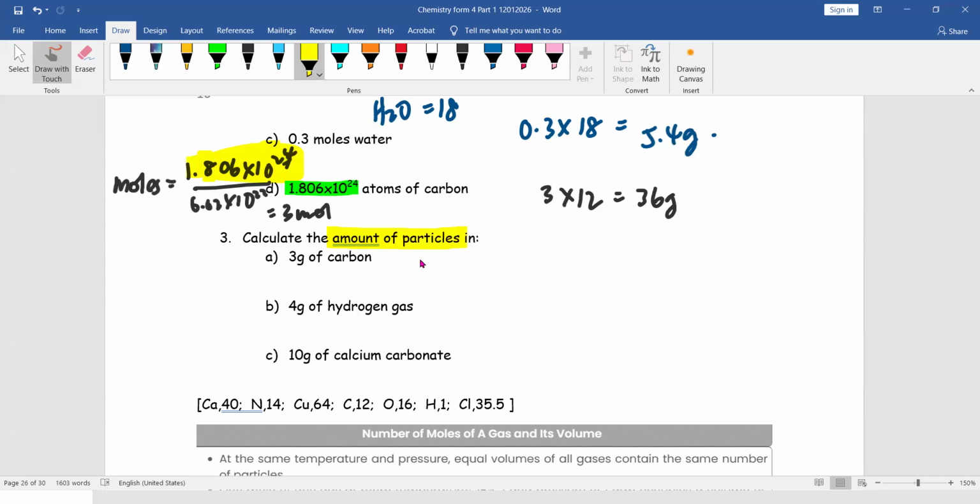Okay, so now they want to ask you how many particles. Can you find how many particles using mass? What must you find first? Moles. Then from moles, find particles. Get it? Okay. Do you get it?